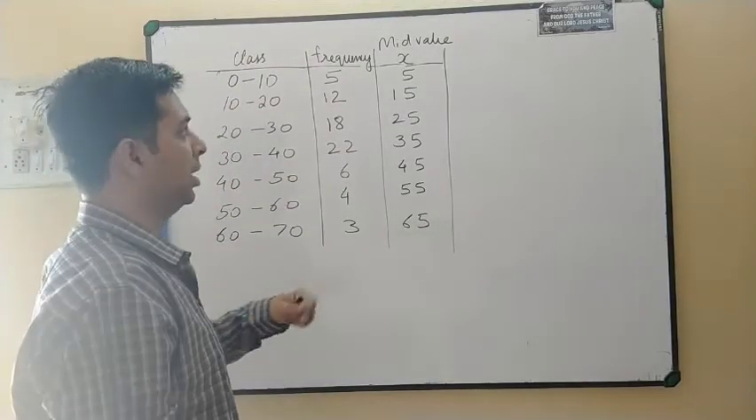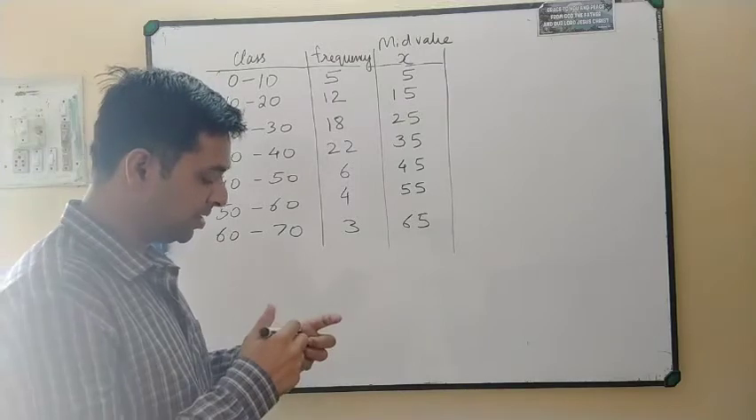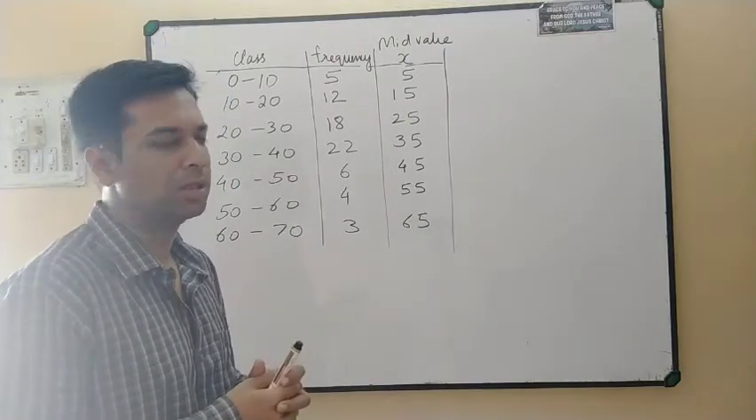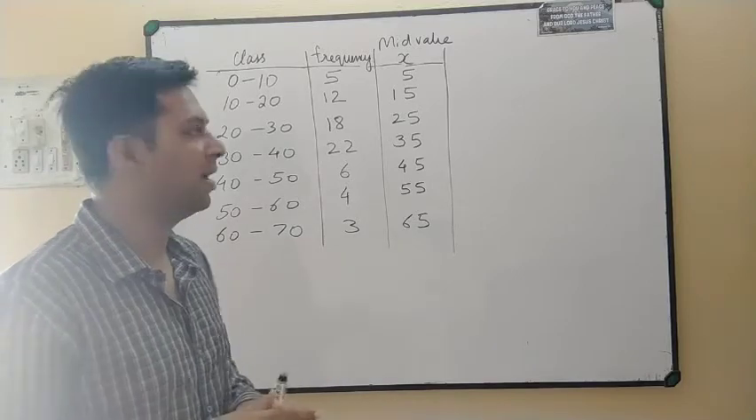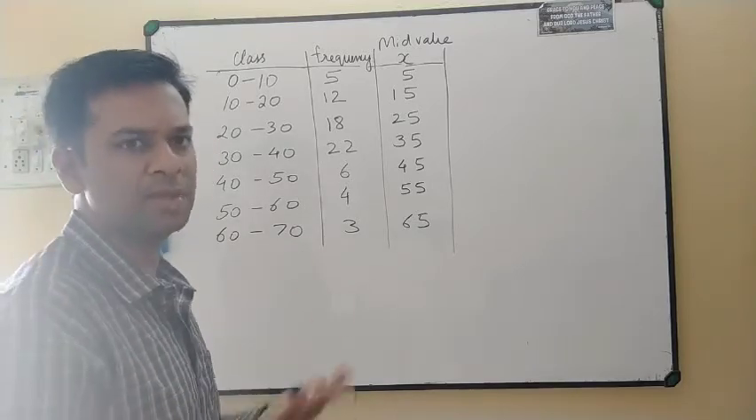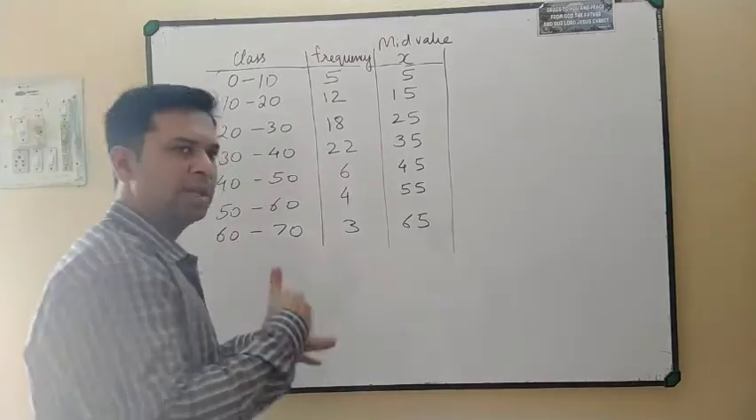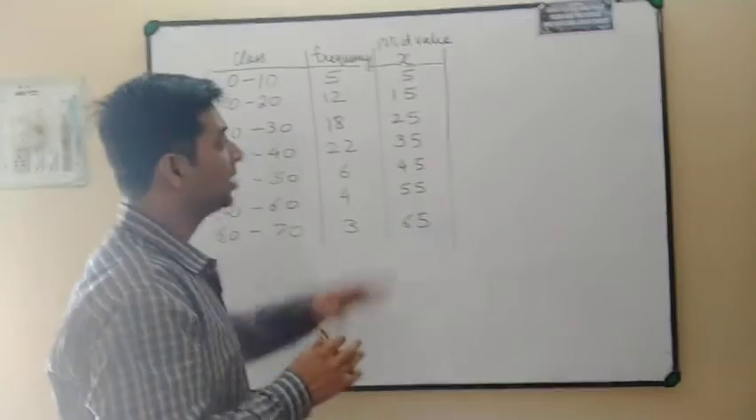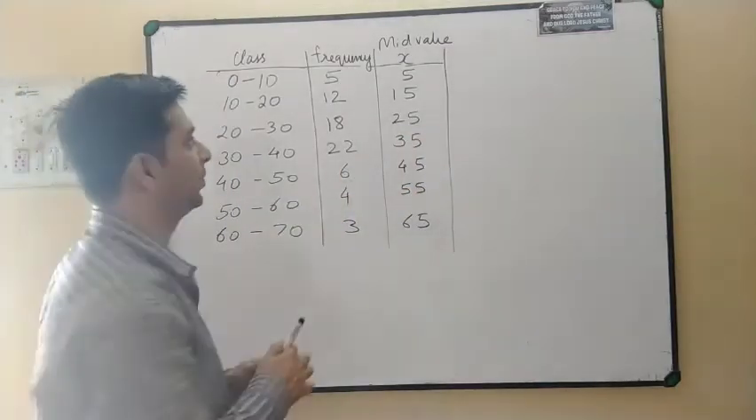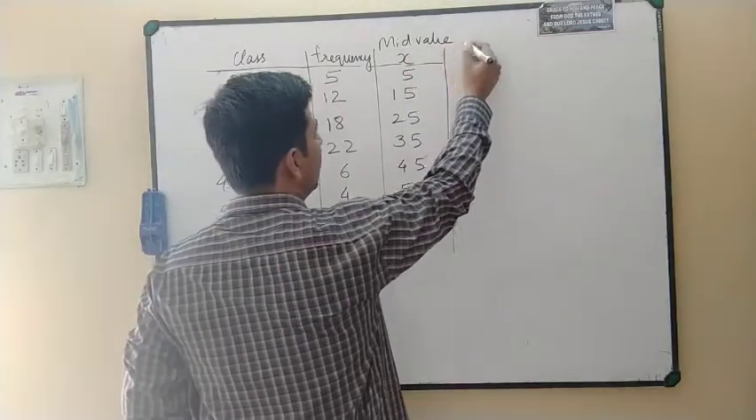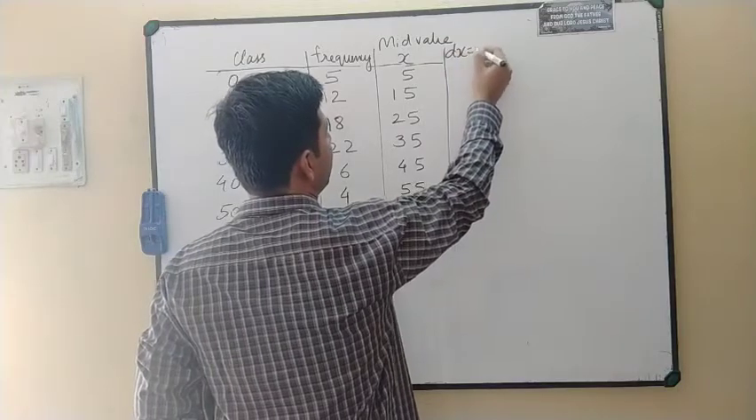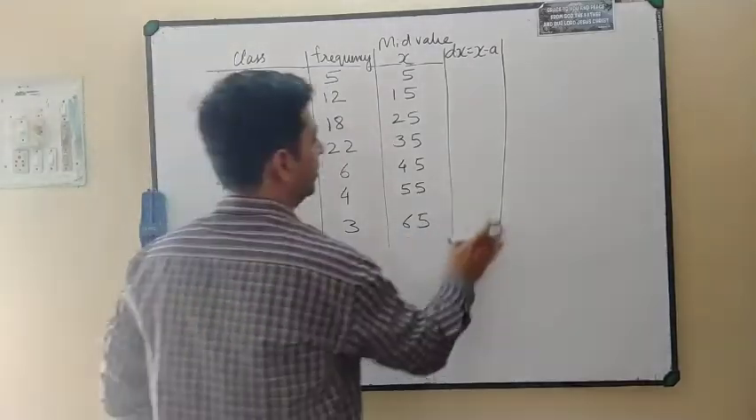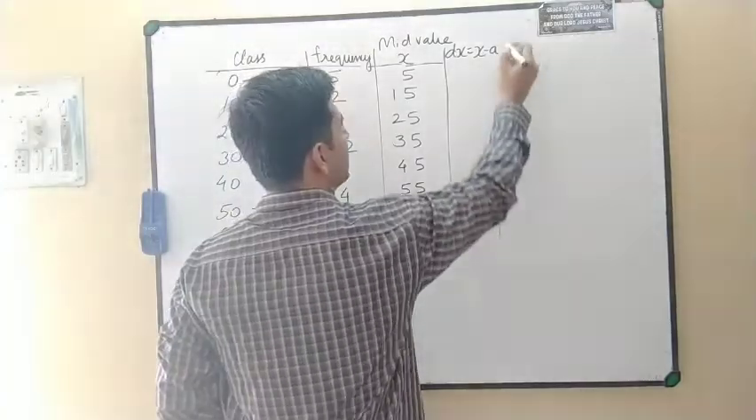Now what are we supposed to do? It is not specified in this question whether to do it by direct method or shortcut method, step deviation. In order to simplify it, we can do it by the step deviation method. The steps will definitely increase, but it will be simpler. First of all, we will go for dx, that is x minus a. We are going to find the deviations over here.